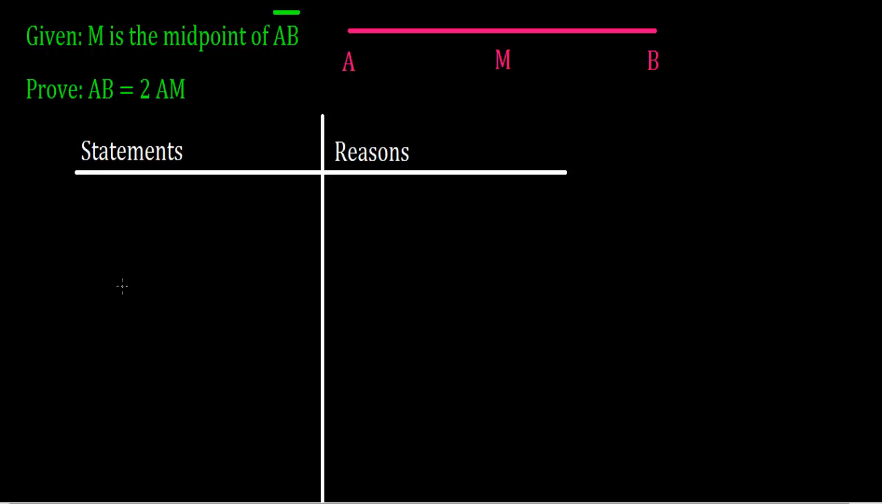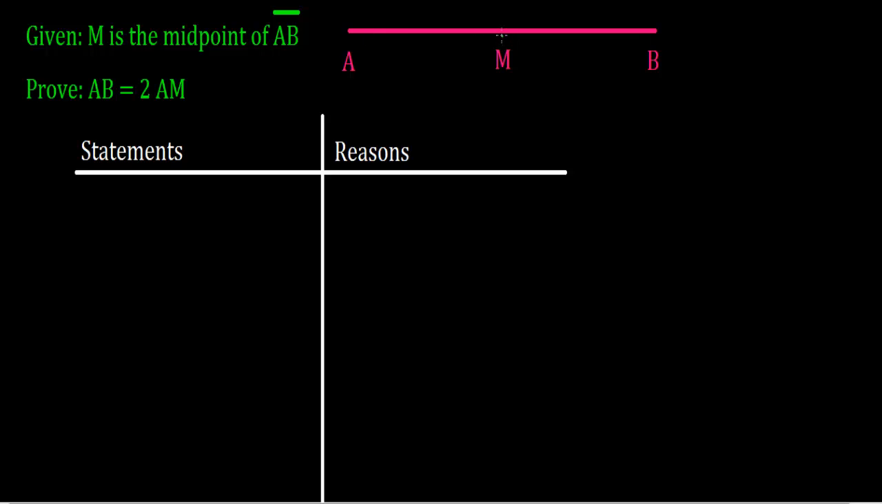Hello everyone. I think this is the last video on two-column proofs with segments. Let's see what it says. Given: M is the midpoint of segment AB. Here's segment AB. Prove that AB is equal to 2 times AM. So I have to prove that this segment AB is equal to multiplying this little piece, AM, times 2.